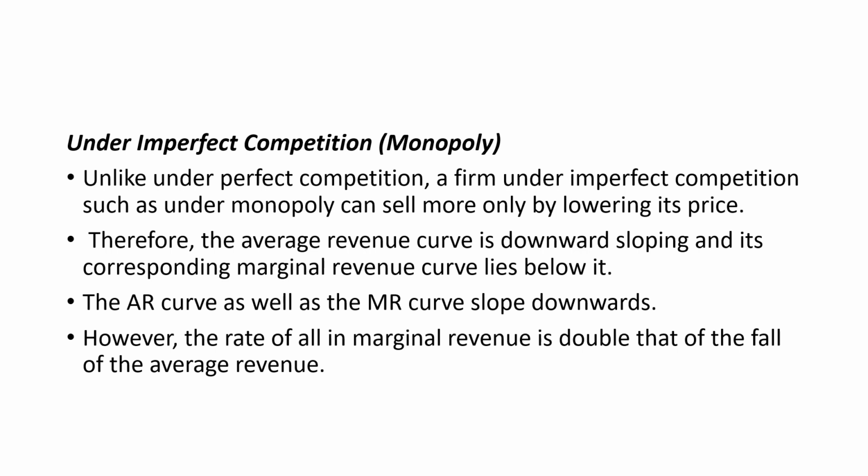In this case, you have to understand that unlike in perfect competition, a firm under imperfect competition can sell more only by lowering its price. As a result, the average revenue curve is downward sloping, and the corresponding marginal revenue curve would also be downward sloping, lying below the average revenue curve. So both the average revenue curve and marginal revenue curve slope downwards, and the marginal revenue curve lies below the average revenue curve.